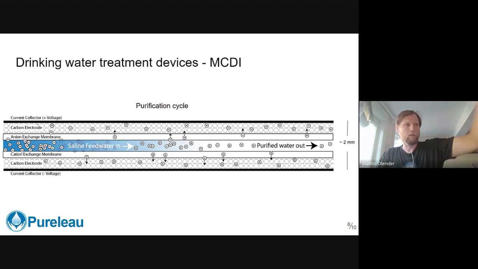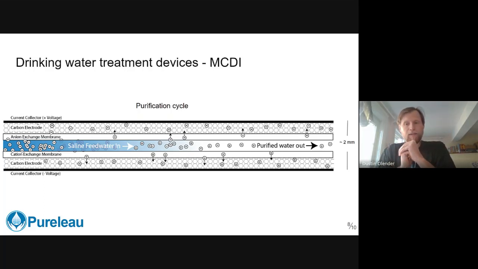In between, with an electric field applied, your cations are being pulled to the bottom and your anions are being pulled to the top. And then this is your purification cycle. So eventually what happens is these plates become saturated. And at that point, you'll pause the purification cycle and you'll reverse the voltage. And what will happen then is all of the ions will come back into the flow channel.